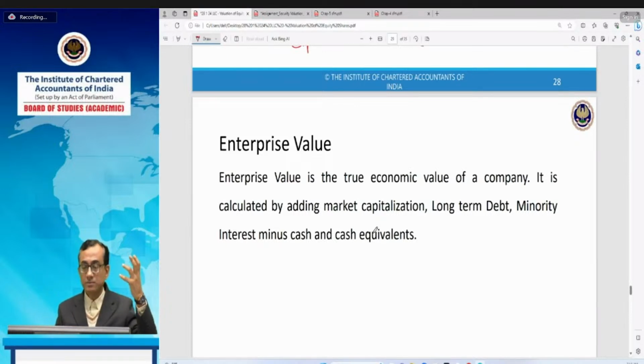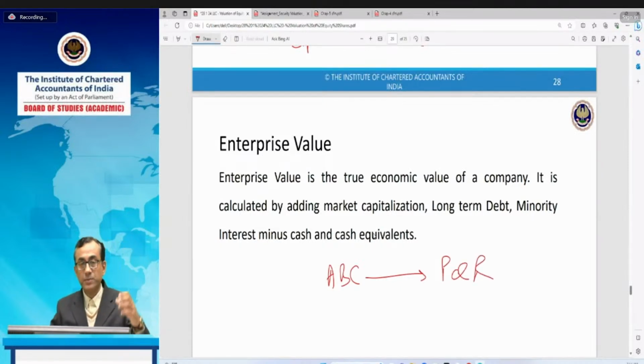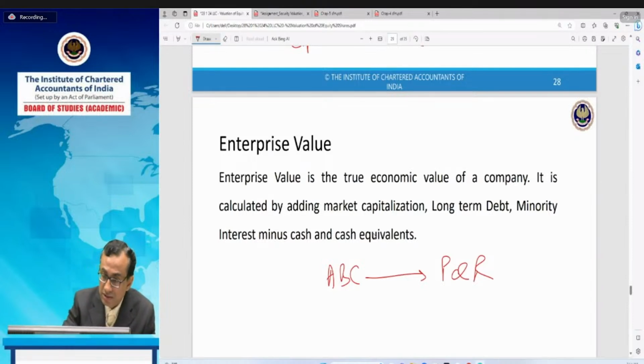For example, there is a company ABC, and this is another company PQR, and this PQR wants to acquire this ABC. When PQR acquires this ABC, not only ABC's equity, but also its debt will become, you can say, the property of PQR. Therefore, debt and equity both are considered. That is why, in this case, not only market capitalization, here you see how it is calculated.